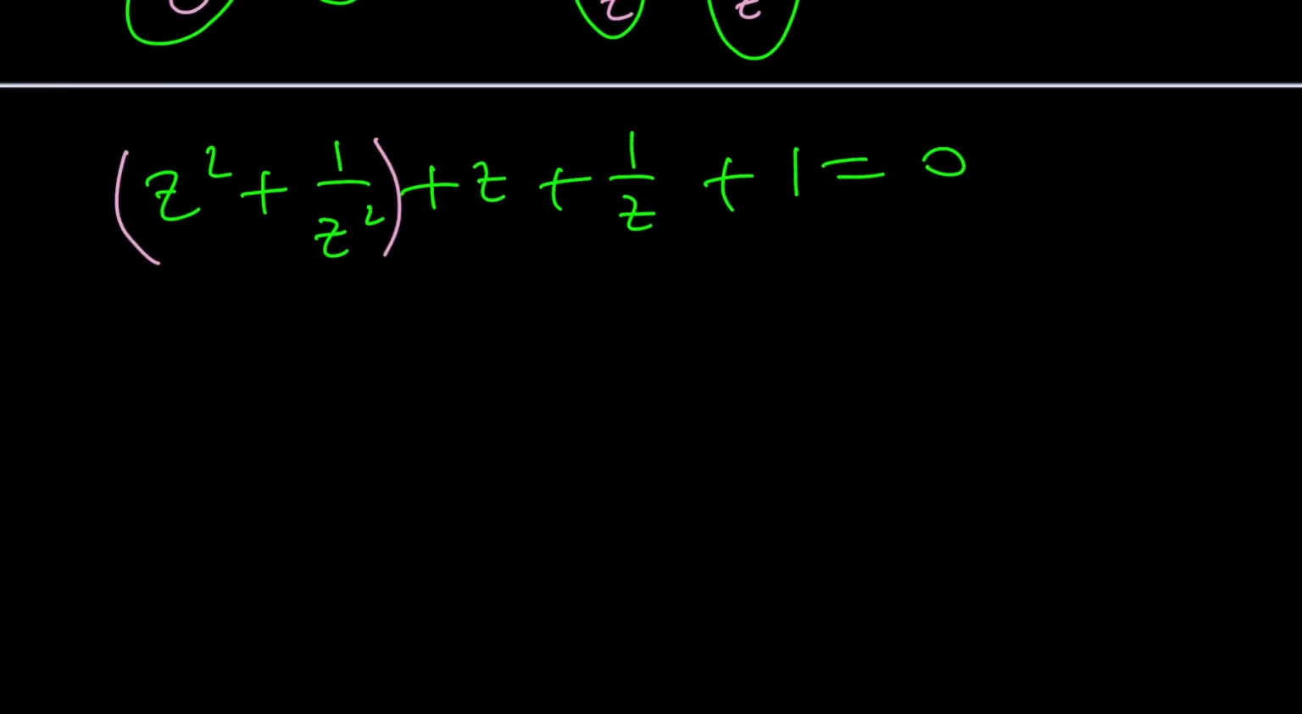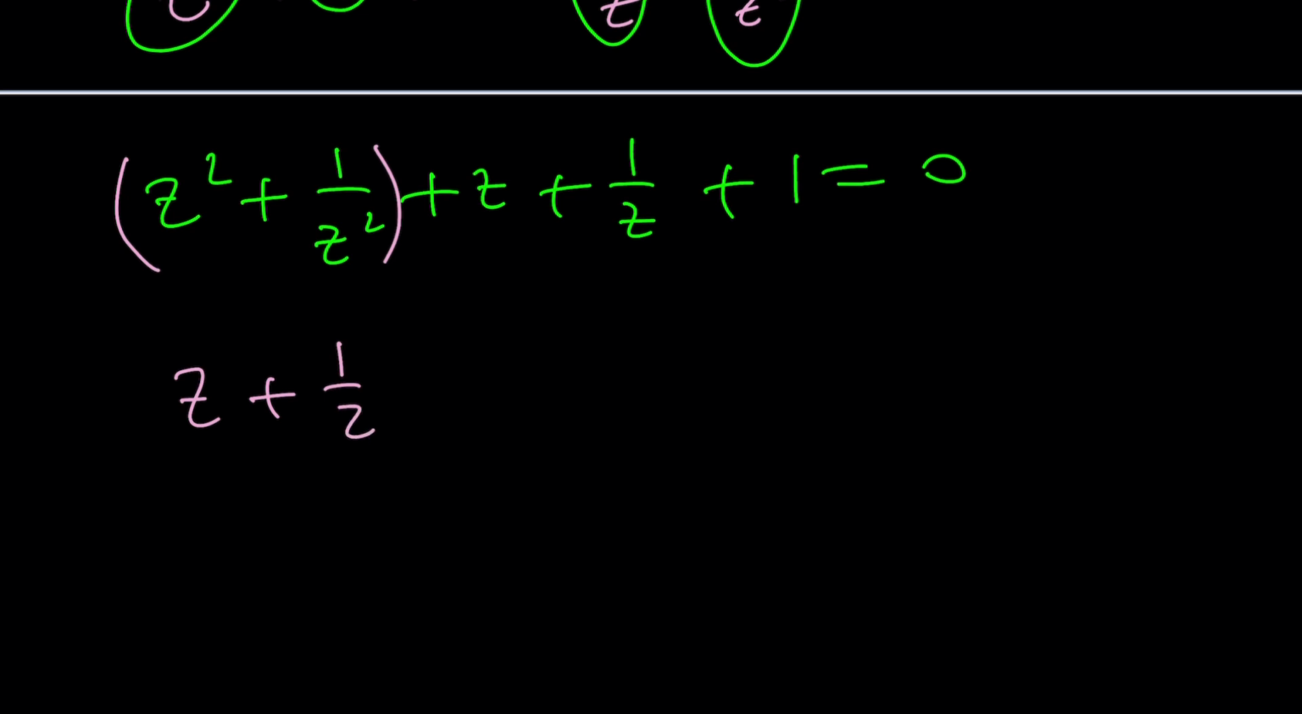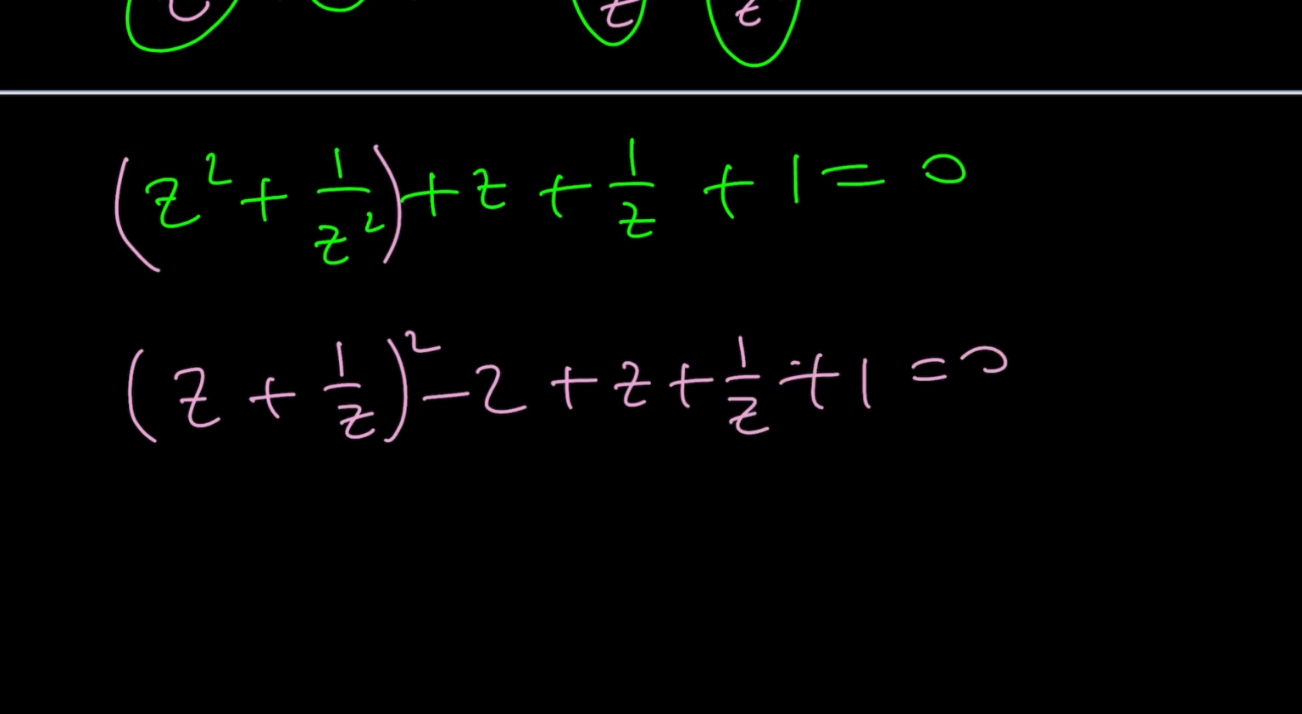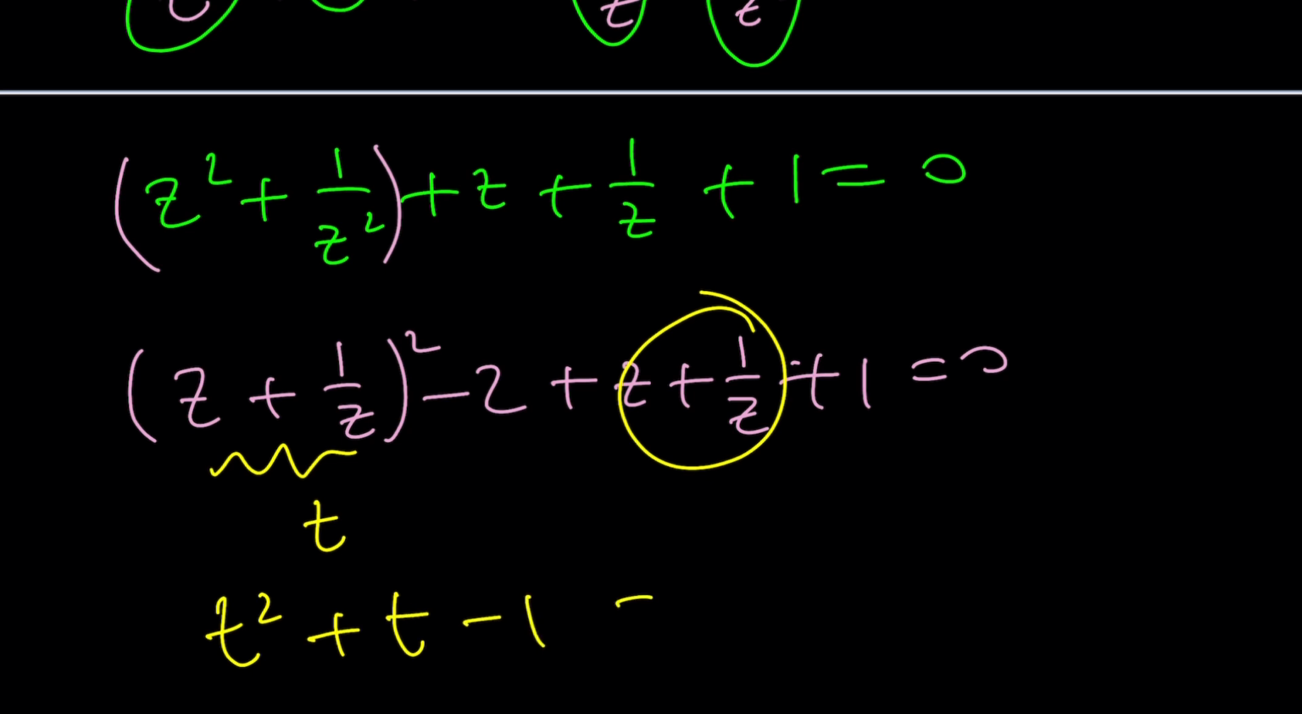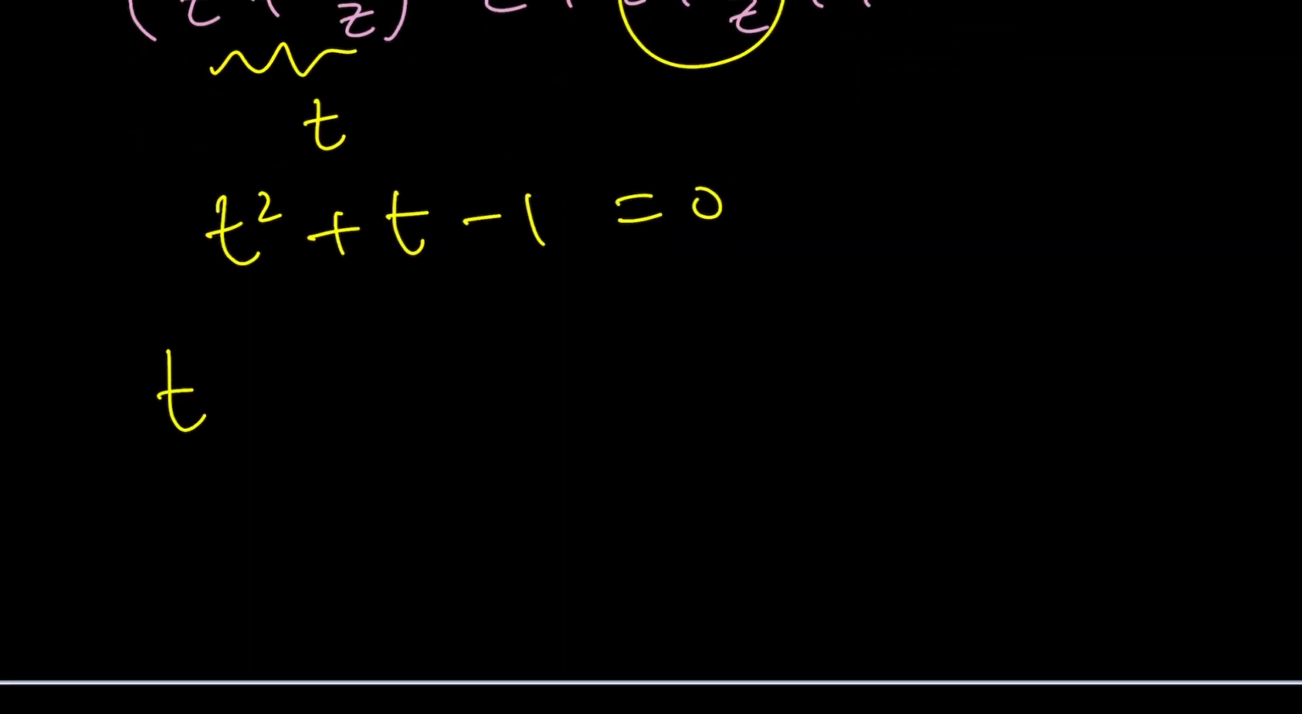Take a look. This can be written as z plus 1 over z, squared, minus 2ab, which is 2, plus z plus 1 over z, plus 1 equals 0. Now, here comes the substitution. Ta-da! Let's call this t. We get t squared plus t minus 1 equals 0. And yes, this is a quadratic with real solutions.